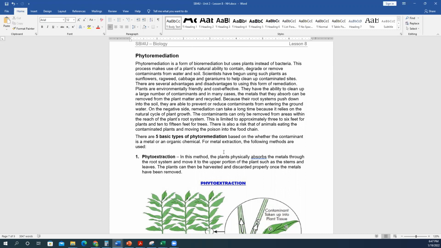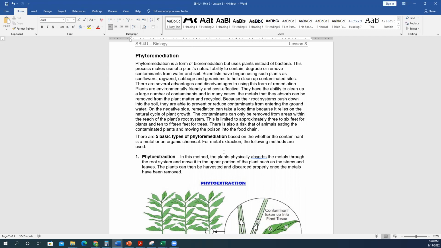The area that the plant's root system can typically reach is approximately 3 to 6 feet for the types of plants that we've talked about. Or if you have trees, in some cases, 10 to 15 feet or a little bit deeper. This is how far you can get the roots to go and be effective for cleaning up contamination.